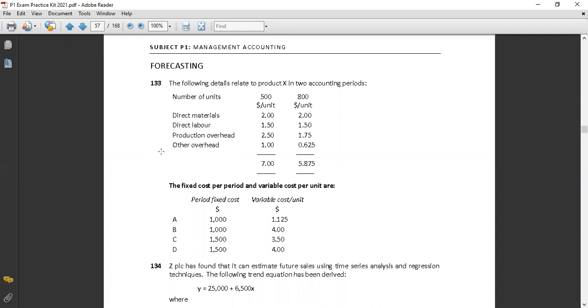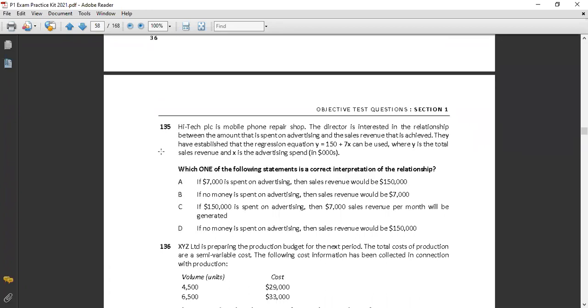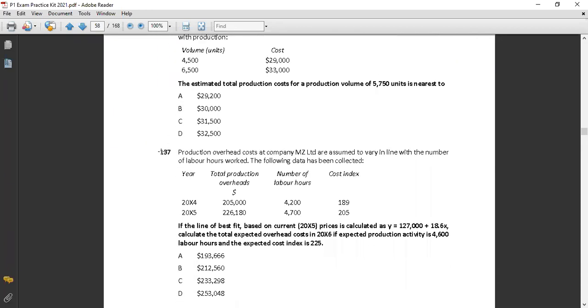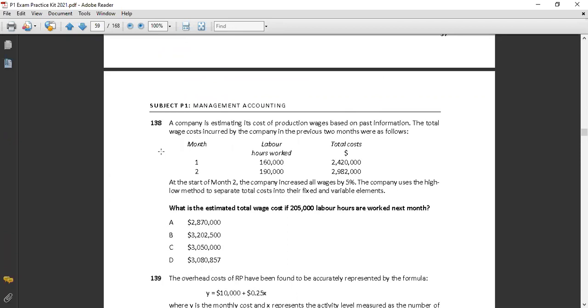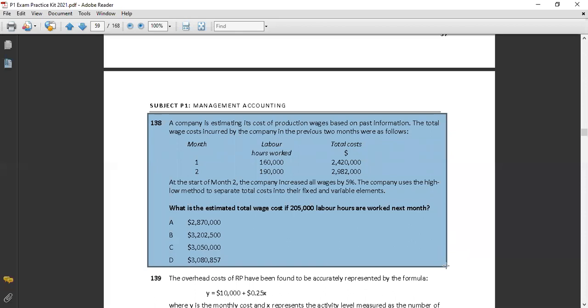Yesterday we looked into question number 133. We've solved that. 134, 135 we didn't. 136 we have finished. 137 no, we didn't take it up. Did we do 138? No, we didn't. So let's take it up. 138 is also a high-low method, but I said there is an adjustment. We'll take it up tomorrow. So let's start with 138. Question number 138.